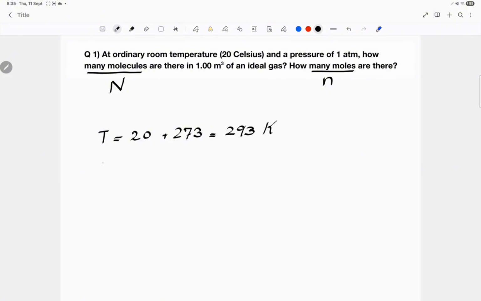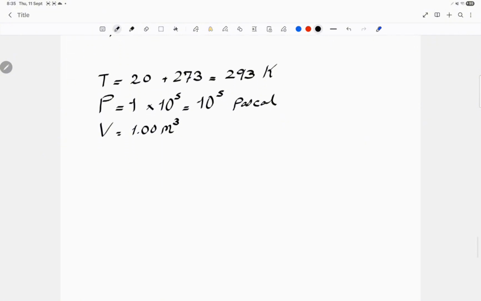That's the first thing. Second thing, the pressure is going to be 1 atm, but we should always convert atm to Pascal by multiplying it by 10 to the power of 5. We're going to have 10 to the power of 5 Pascal. The volume is already given to you in meter cube, so keep it in meter cube. Now they're asking for the molecules. That means I have to go to PV is equal to N kBT, and the molecules will be capital N. So I'm going to say that PV over kBT is equal to capital N.